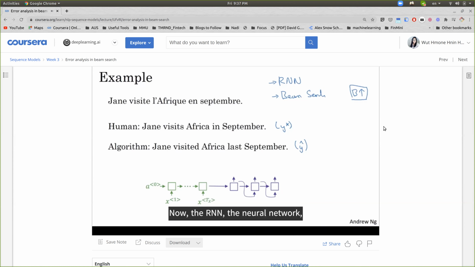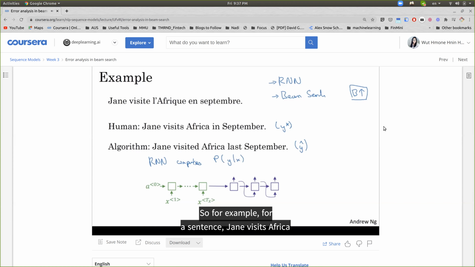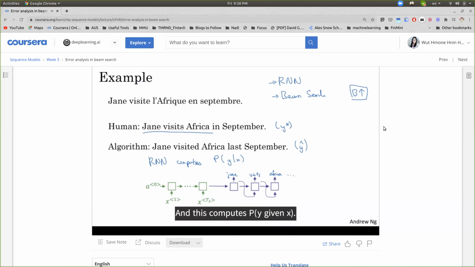Now, the RNN, the neural network, really means the encoder and the decoder, and it computes P of Y given X. So for example, for a sentence, Jane visits Africa in September, you plug in Jane visits Africa, again ignoring upper versus lowercase for now, and so on, and it just computes P of Y given X. So it turns out that the most useful thing for you to do at this point is to use this model to compute P of Y star given X, as well as to compute P of Y hat given X using your RNN model, and then to see which of these two is bigger.